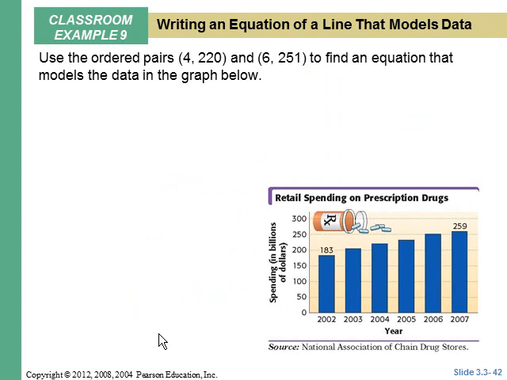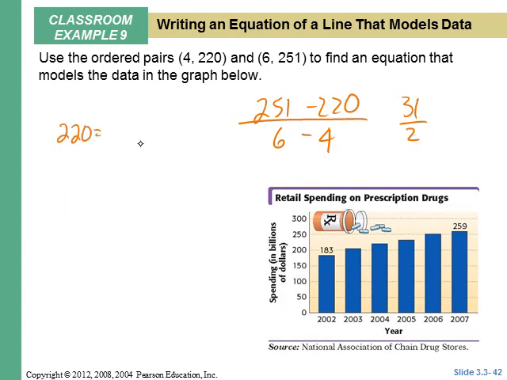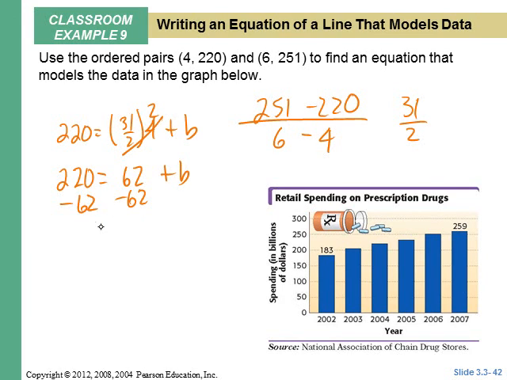Okay, so let's use this one. 251 minus 220 over 6 minus 4 is 31 halves. Substitute in 220 equals 31 halves times 4 plus b. These cancel, you get a 2. 220 equals 62 plus b. Subtract 62 from each side. You get b is 100.